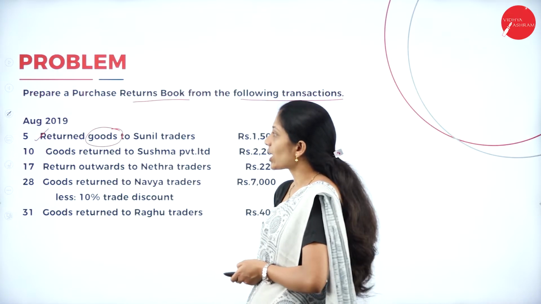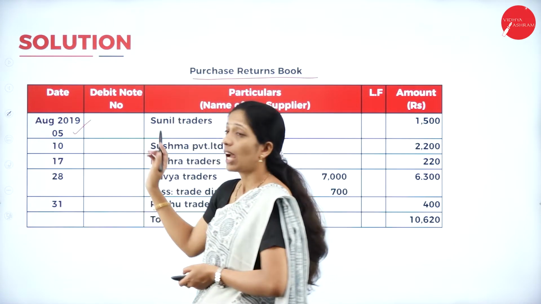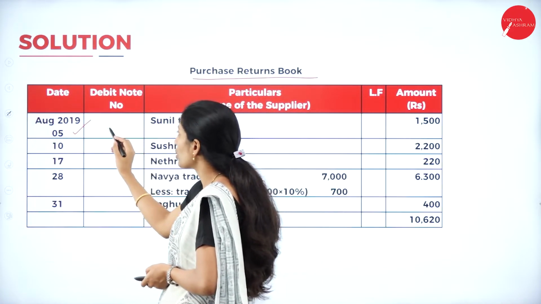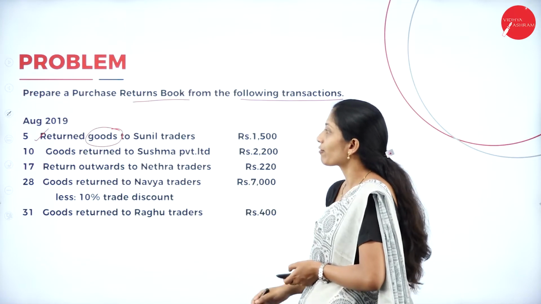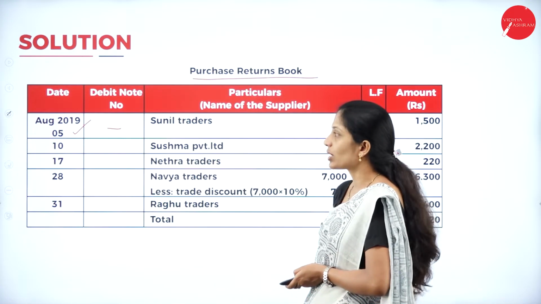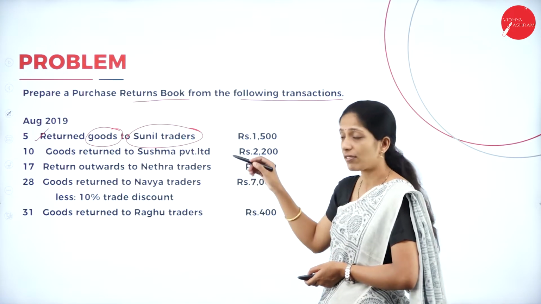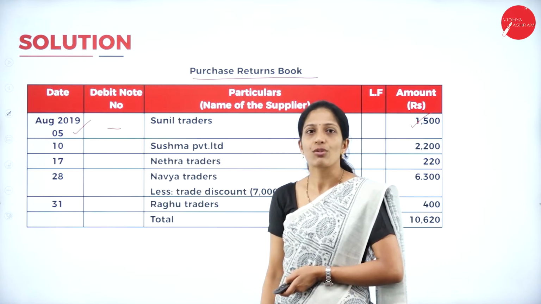Now coming to the first transaction, August 5th, 2019. So write the date. They have not given debit note number, so let it be dash. Now name of the supplier. So what is the name of the supplier? Sunil Traders. So write name of the supplier Sunil Traders, and what is the amount? They have directly given 1,500. So write the amount 1,500.